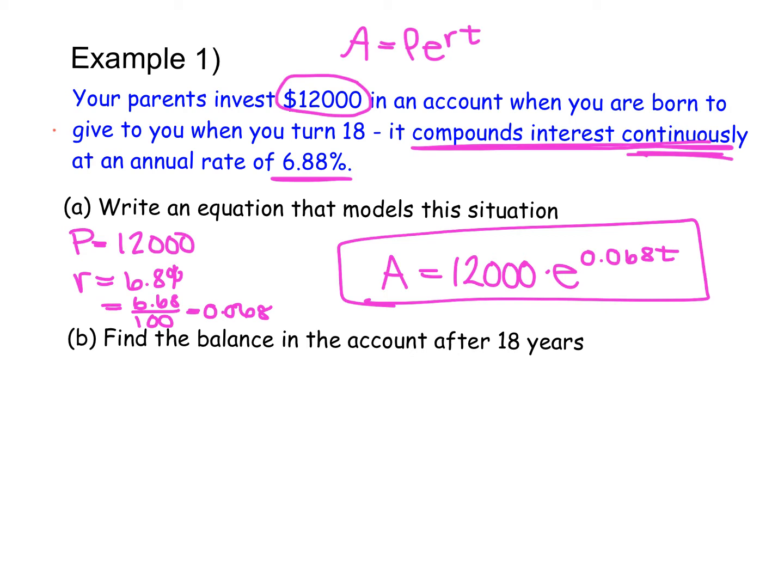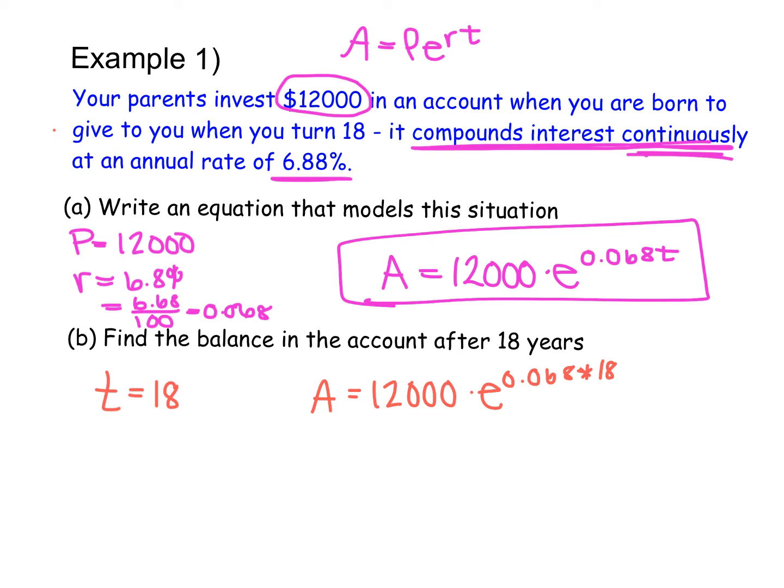Now here it says find the balance in the account after 18 years. So here our T value is going to equal 18. If we substitute this value into our equation, we have E to the power of 0.0688 times 18. We take our calculators, and remember that E button is typically found by pressing second and then LN.